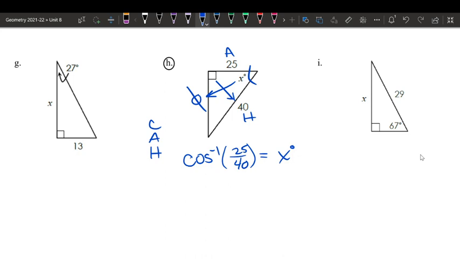All that -1 means is that you're going to press the second key before you press cosine. So you type in second cosine 25 divided by 40, which should give you X equals 51.317. And if we round to the tenth, the 1 tells the 3 to stay the same, so it's 51.3 degrees.